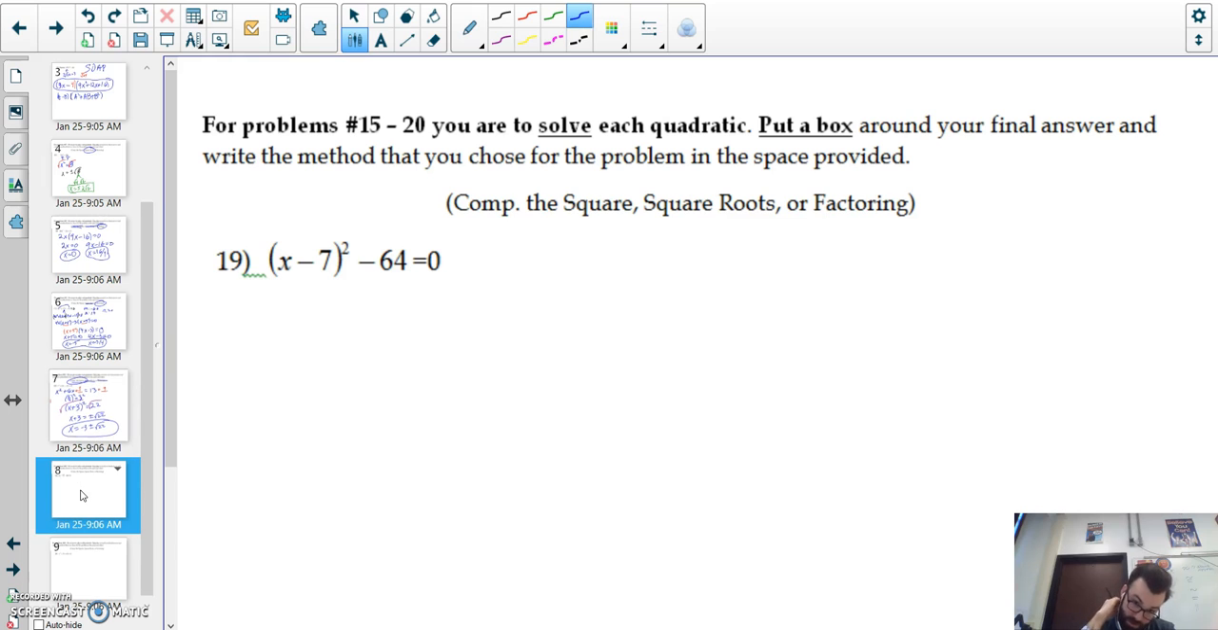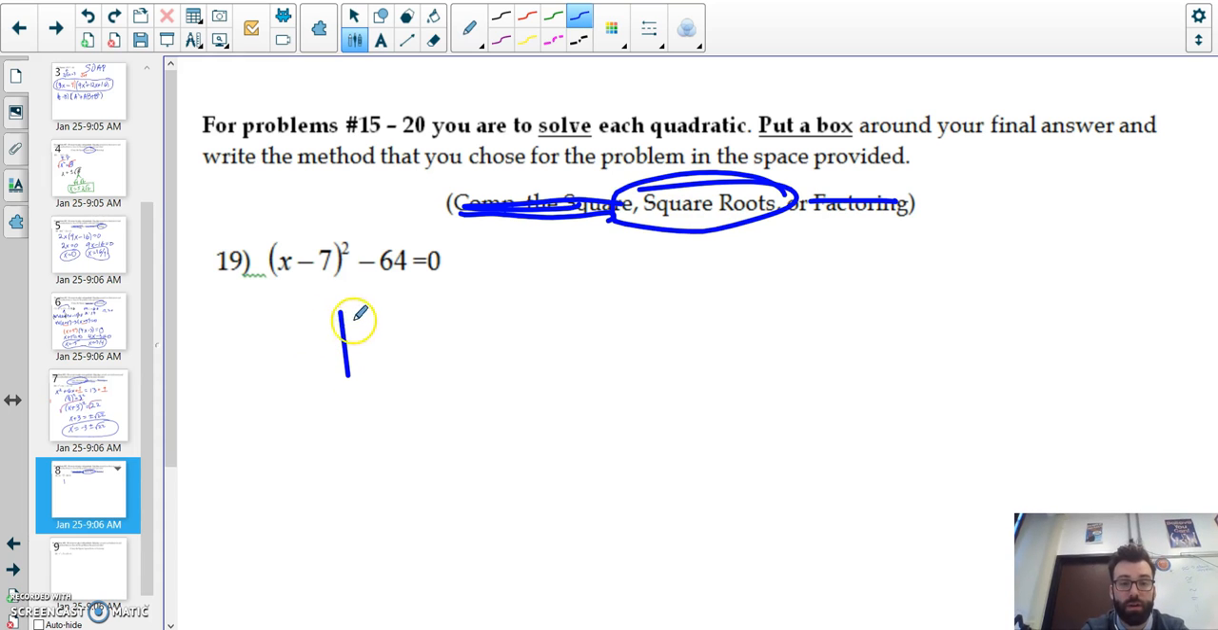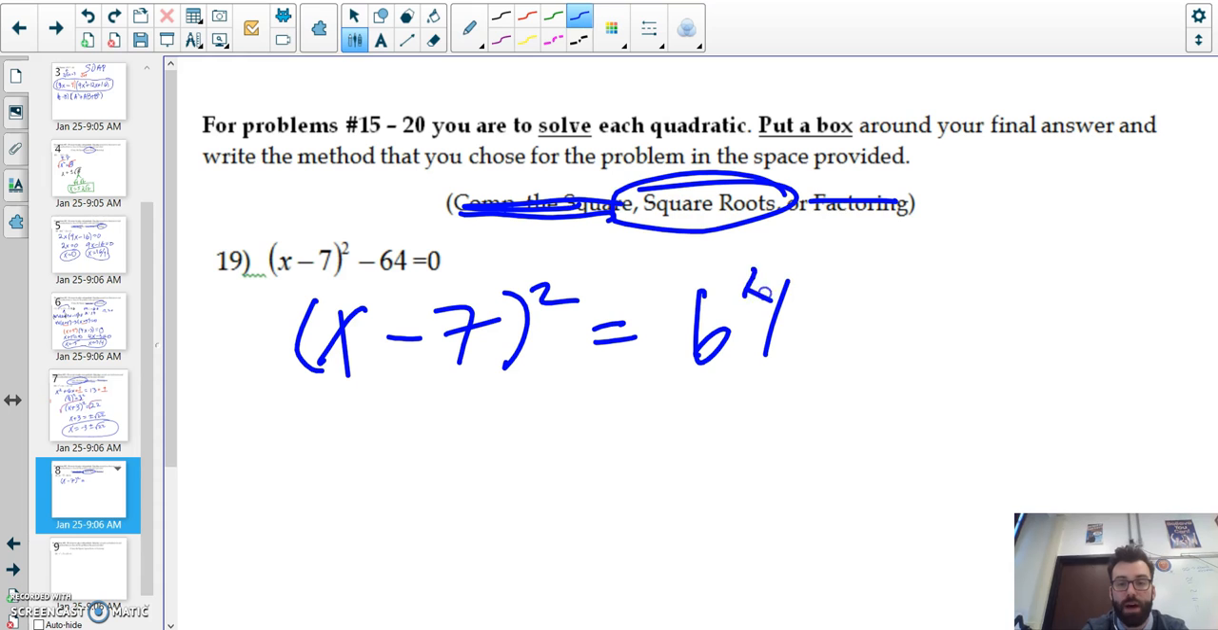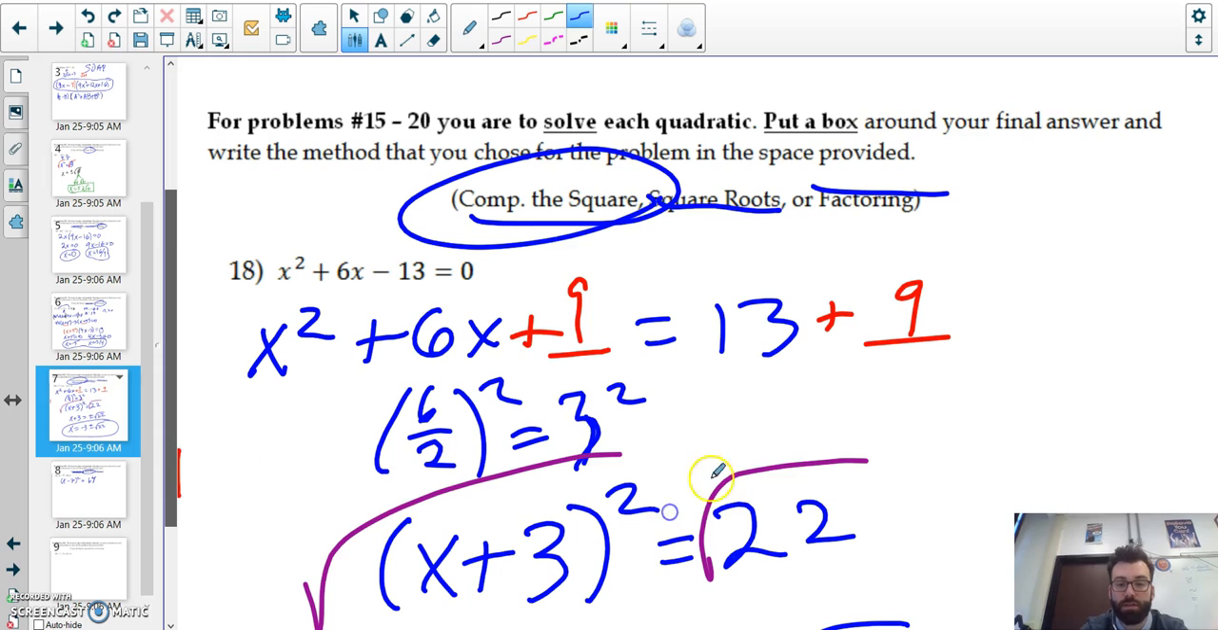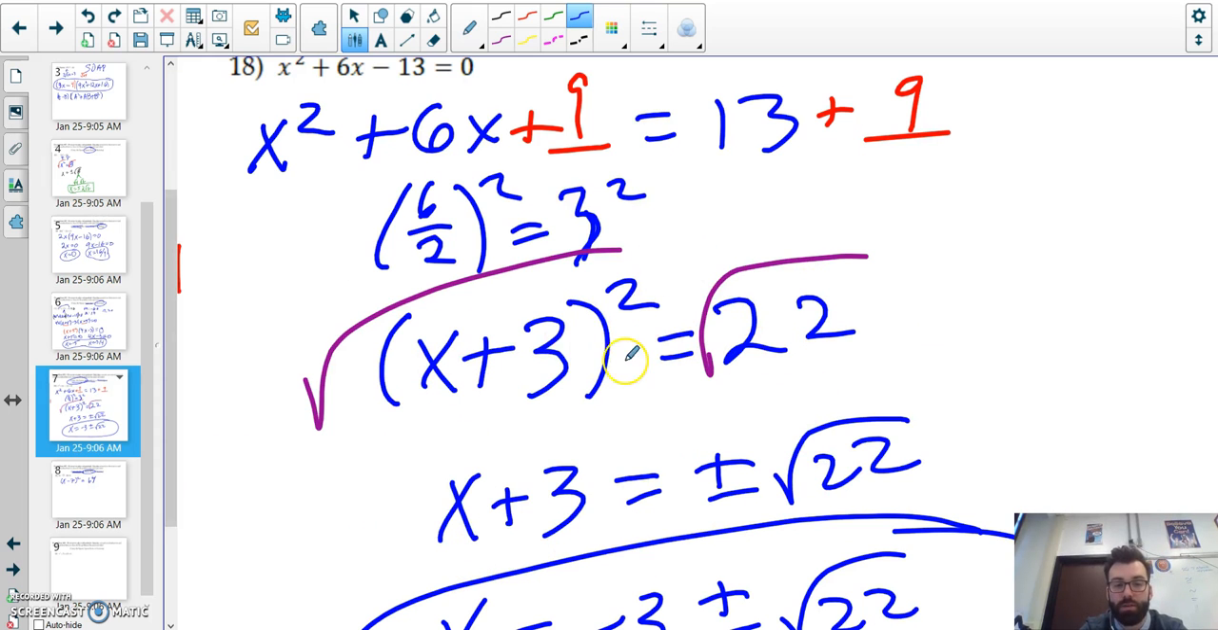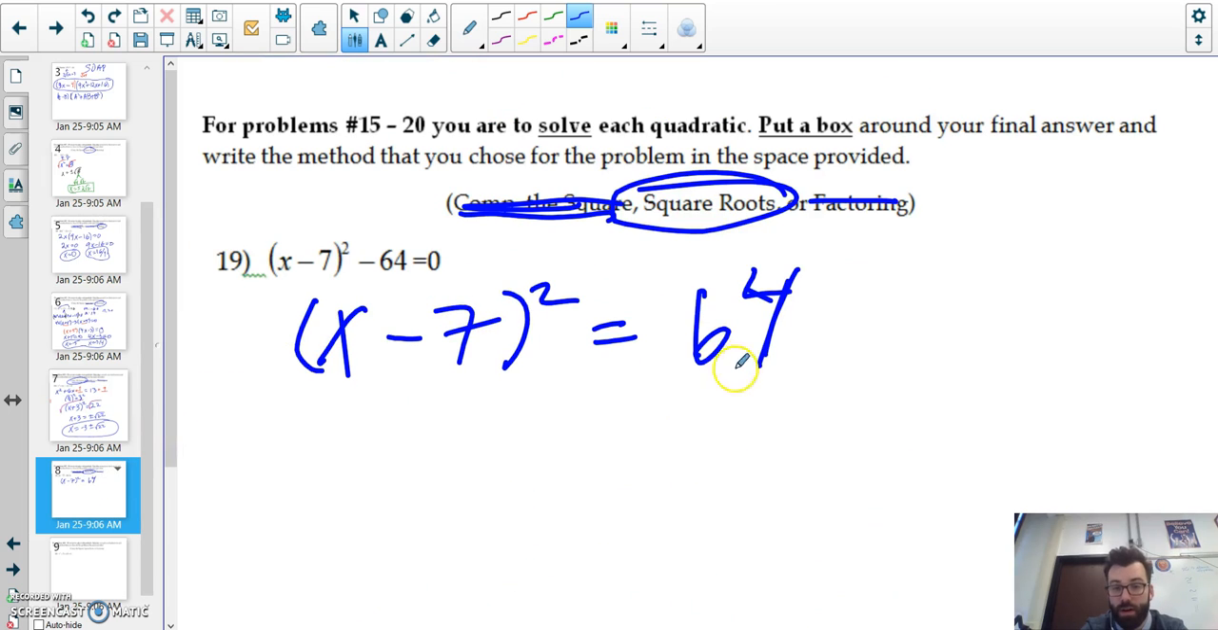All right. Next, I have a constant and a squared. All right, so I'm not going to be factoring here unless I want to multiply this out. I don't really want to complete the square since it's kind of already done for me. So I'm going to use the square root method here. So I'm going to add the 64 to the other side. Whenever I have a binomial squared equal to a constant, I can use the square root method, just like in completing the square. So I'm going to take the square root of both sides.